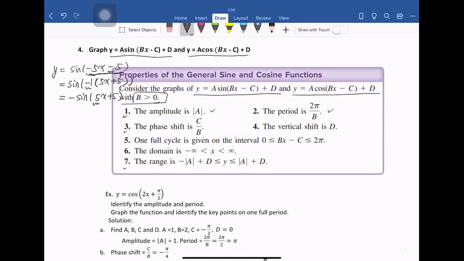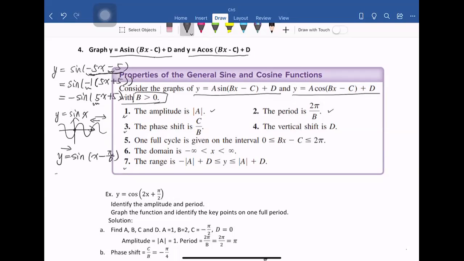For example, if the original function is sine x, the picture looks like this, for one full period from 0 to 2 pi, and I can also continue to draw it. But if I move it horizontally, maybe to the right or maybe to the left, that's a phase shift. If I move it to the right, y equals sine(x minus pi over 6).